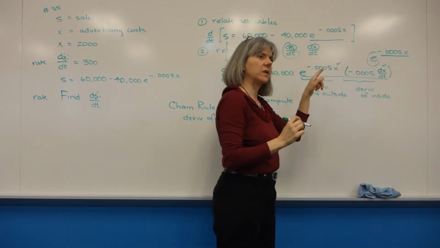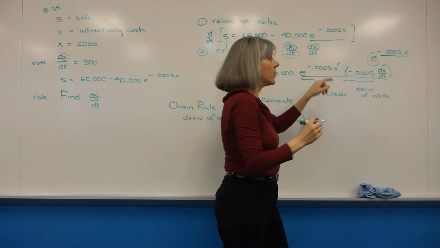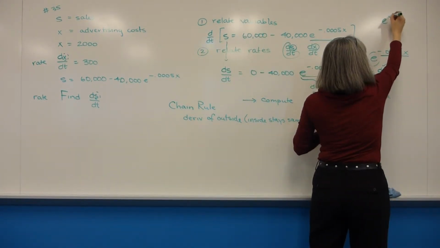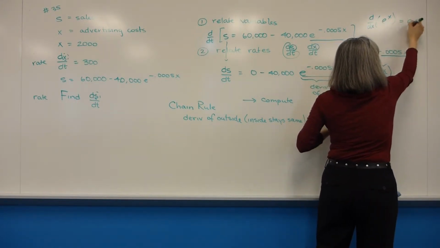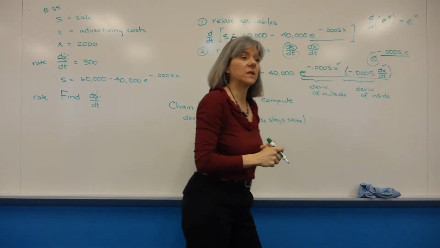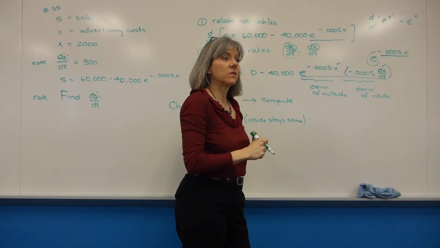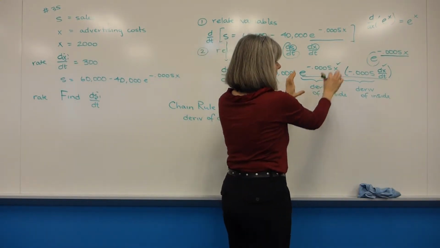So it's just the exponent there. Why does this stay an exponent? Because I know that the derivative of e to the x is e to the x, so the x stays in the exponent. That's just part of that definition. So when I do the derivative of the outside, I have the same pattern.